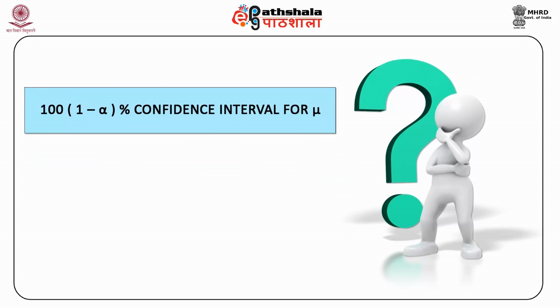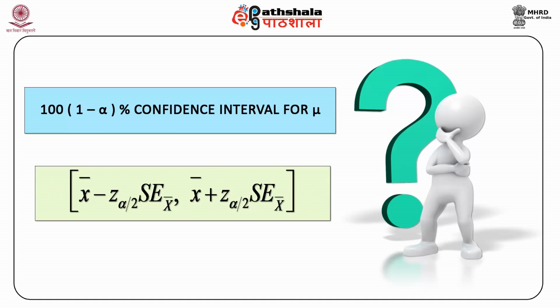The 100 times 1 minus alpha percent confidence interval for mu is x bar plus or minus z alpha by 2 times the standard error of x bar, which is written as the lower limit x bar minus z alpha by 2 standard error x bar, and the upper limit x bar plus z alpha by 2 standard error x bar. The maximum error of estimation, which is half the interval width, can be controlled at a specified level by adjusting the sample size.